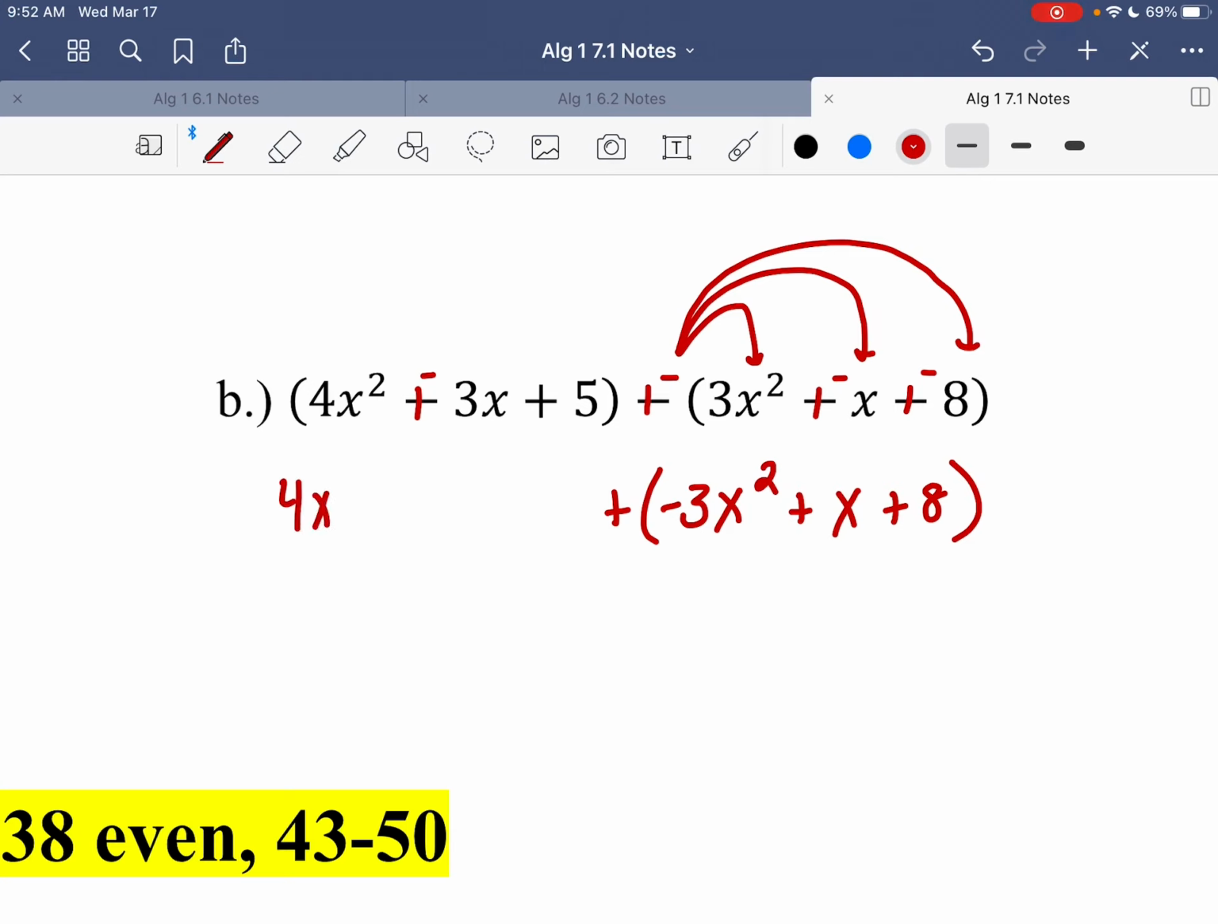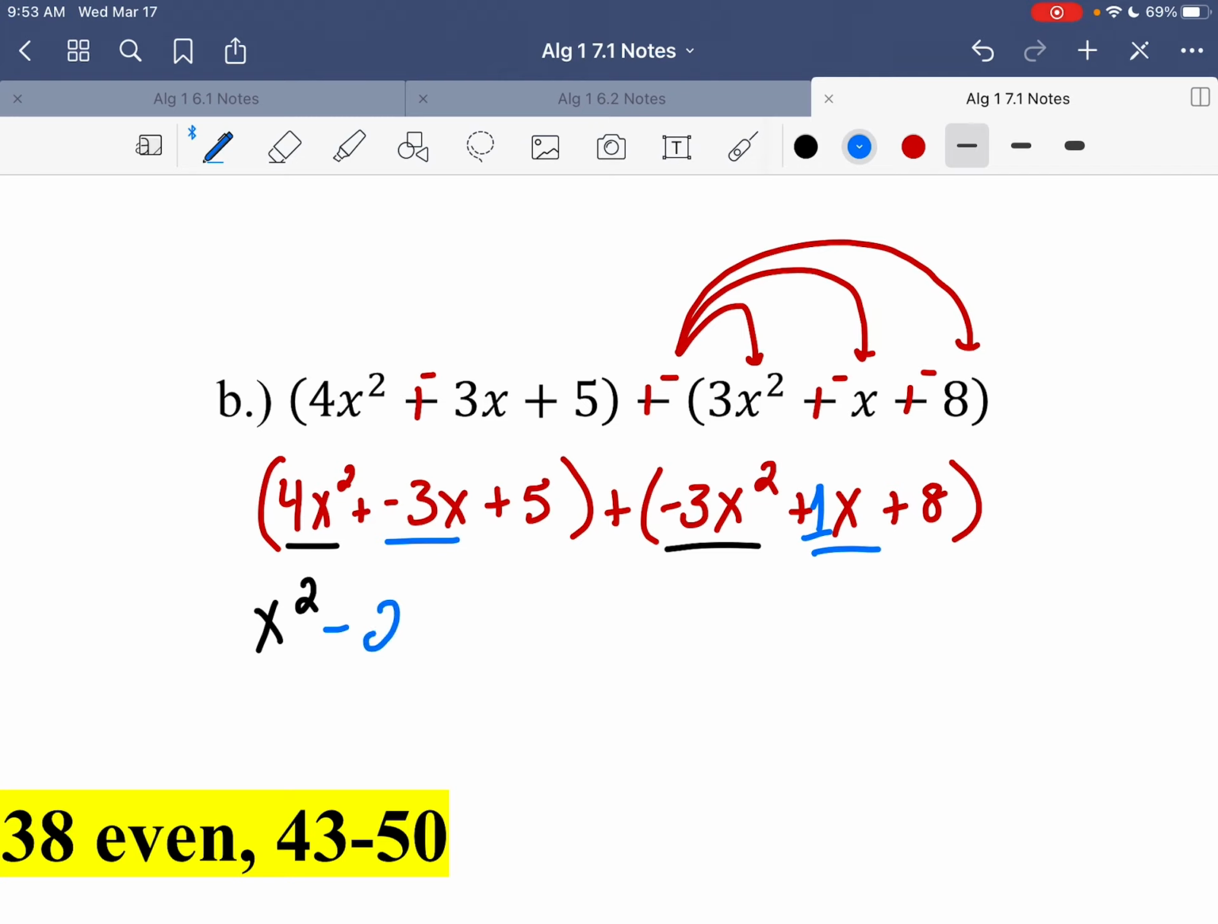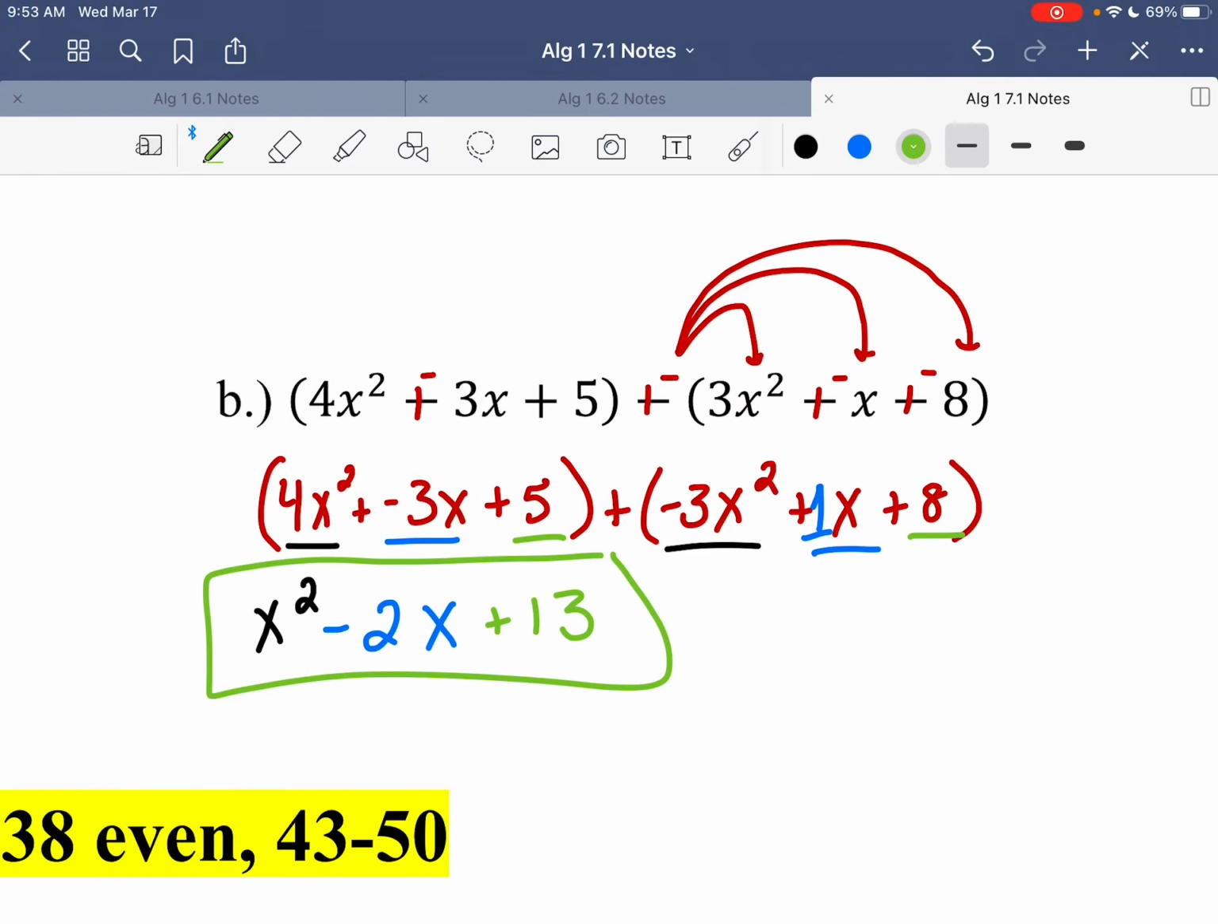And now I'm just adding plus a negative 3x plus 5. So now find like terms. I've got 4x squared, negative 3x squared. 4 and negative 3 is 1, so I would have 1x squared. Negative 3x plus x, that's 1x. Negative 3 plus 1 is negative 2. And then I've got positive 5 and negative 8. 5 plus 8 is 13. Positive 13. So there I am, all done.